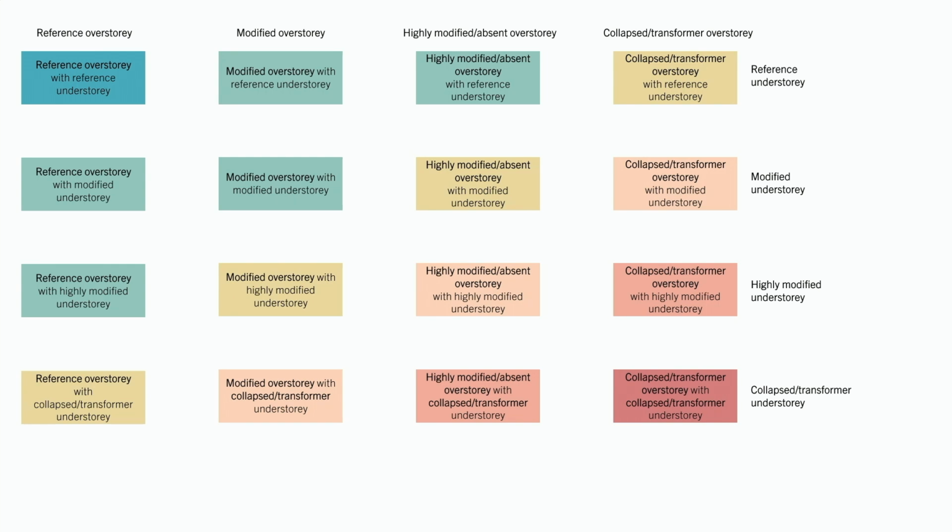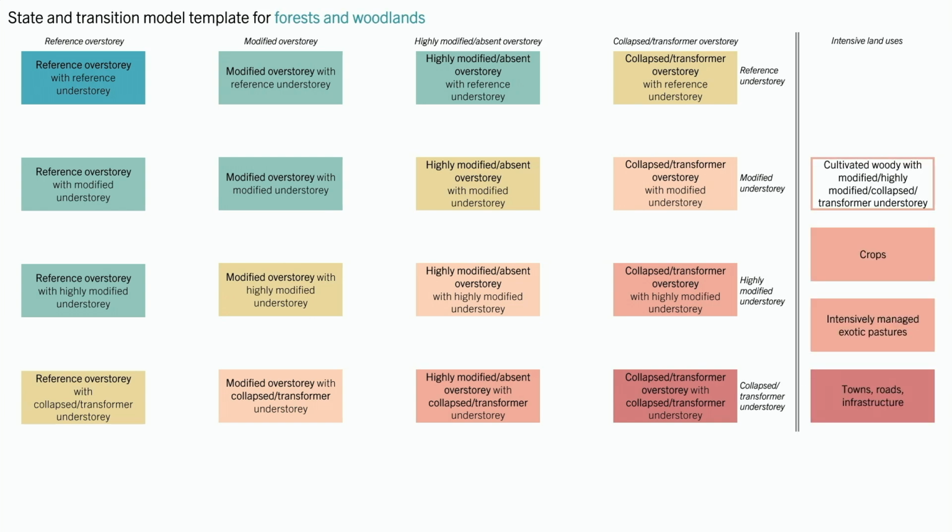So we can then expand that out into this matrix, and this forms the basis of our template for creating forest and woodland models. And you can see from left to right, we have increasing modification in the overstory from reference to collapsed. And for each of these overstory classes, we have 4 understory classes increasing in modification from top to bottom. We've then also added in intensive land use states on the right, including crops, intensive pastures and so on. And these reflect the way these states are recognised in international systems, such as the System for Environmental Economic Accounting or the IUCN Global Ecosystem Typology, while also maintaining their connection to their original ecosystem type.